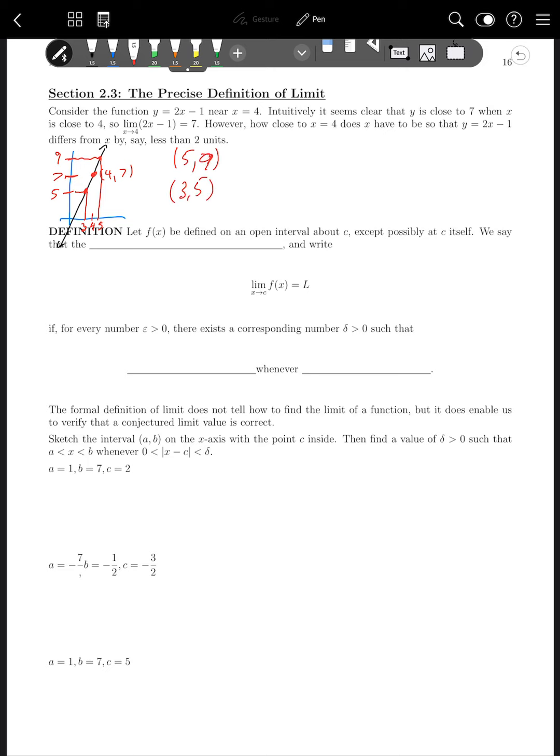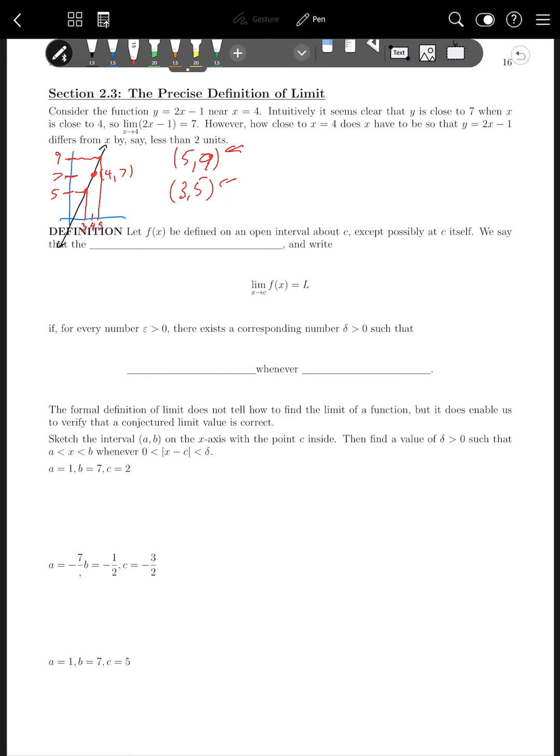So the idea behind the precise definition of limit is that if I find any region like this one, no matter how small, can I always find this region around x? And if I can prove that this region on the bottom always exists, then we've proven that the limit is what we said it is.